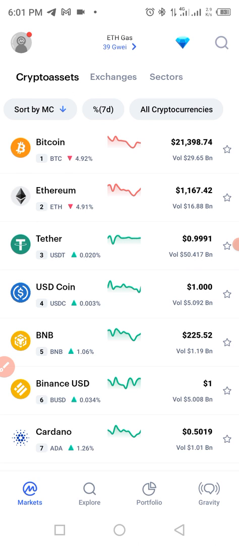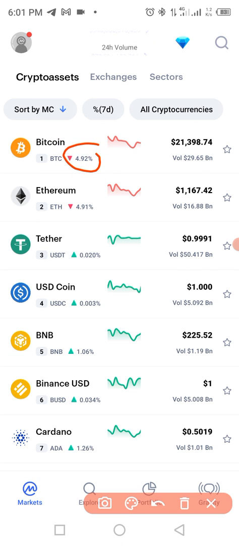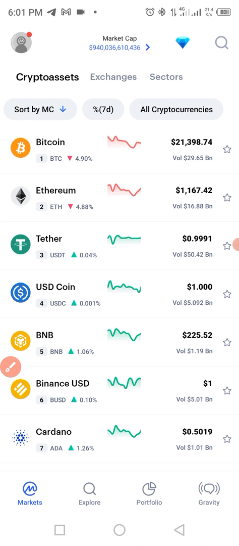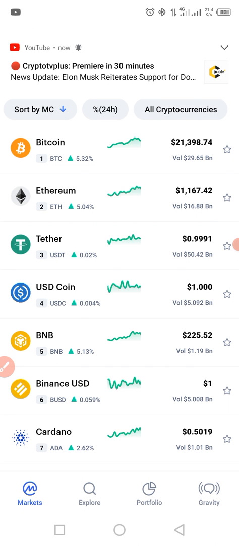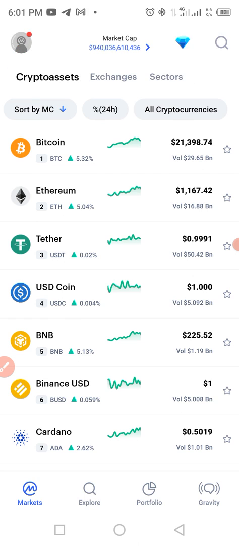So within the last 7 days, Bitcoin had a 4% drop. If you change it to 24 hours, it will tell you that within the last 24 hours Bitcoin had a 5% increase. Right, so that is just what it means.